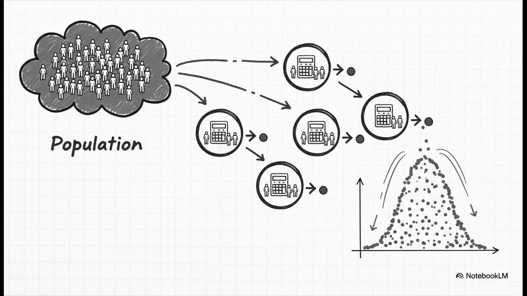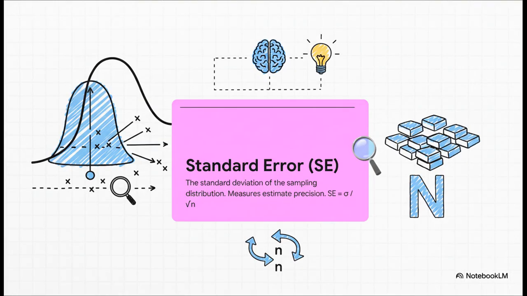And here's the crazy part. The sample mean itself acts like a random variable. It has its own mean and its own variance. And the standard deviation of this special distribution, well, it's so important it gets its own name, the standard error. It tells us exactly how much we can expect our sample averages to bounce around the true population average.